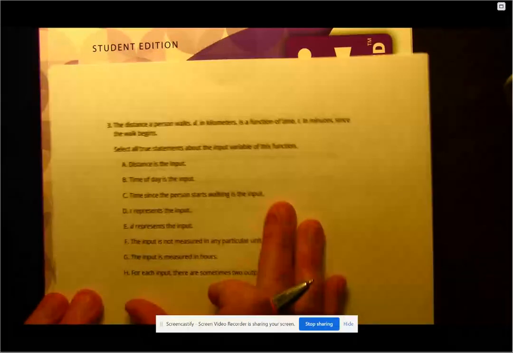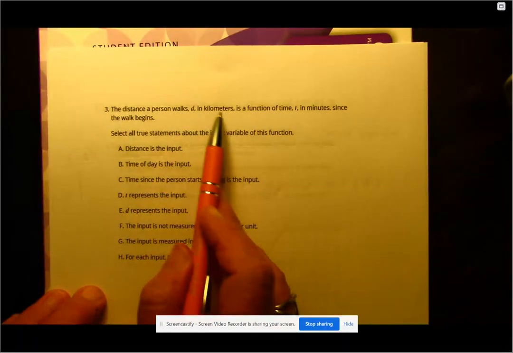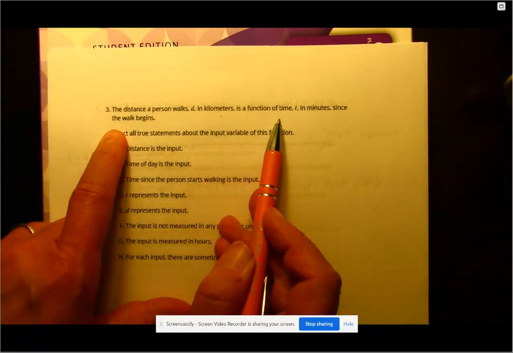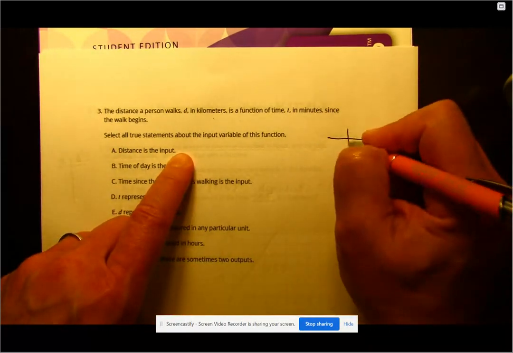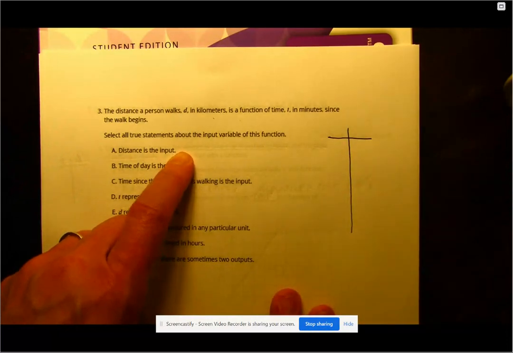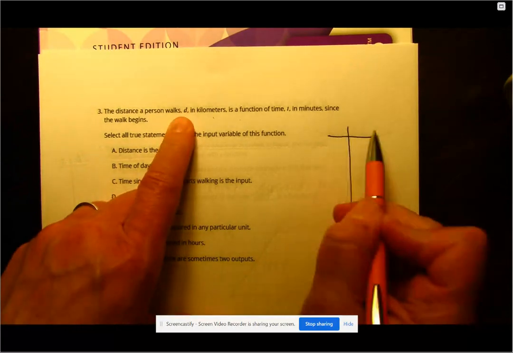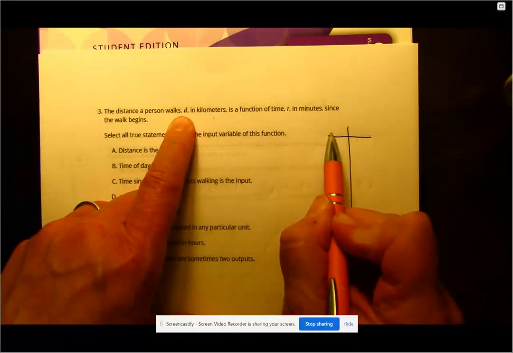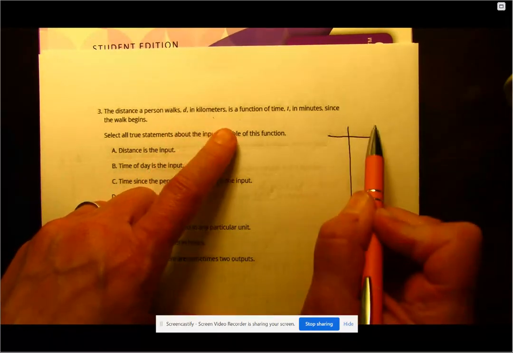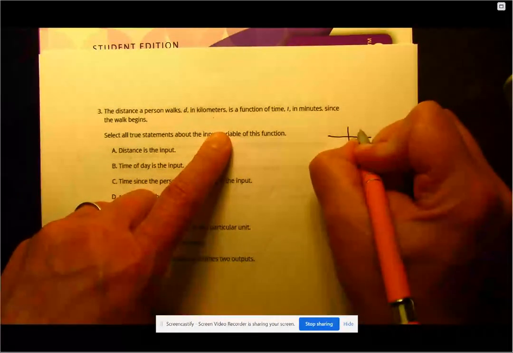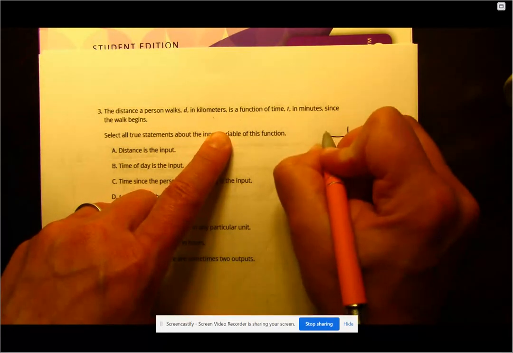All right, now we're supposed to decide if these are true or false. The distance a person walks in kilometers is a function of time since the walk begins. And because we do this a lot in middle school, and tables are a real nice way to understand relationships of 2 variables, I'm going to put it here. Let's put the input over here and output over here. Your distance is a function of time. So the distance is a function of time.